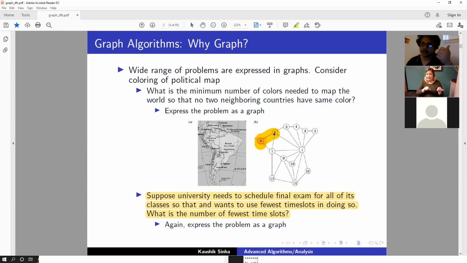So imagine that the colors are time slots. So in that scenario, we cannot have class 8 exam and class 6 exam in the same time slot. Does that analogy make sense now, Vamsi?